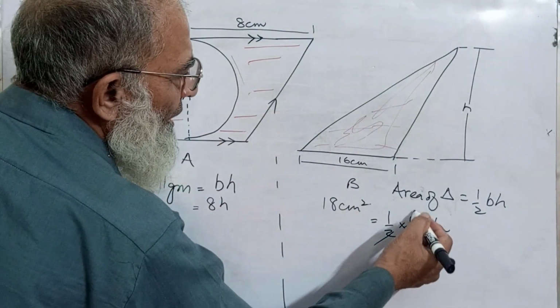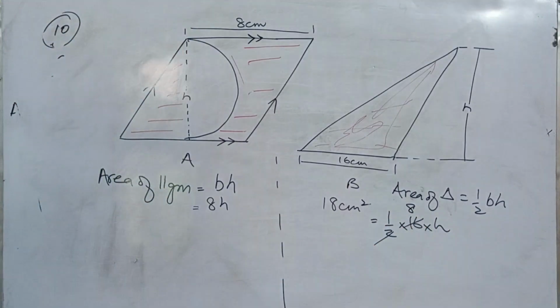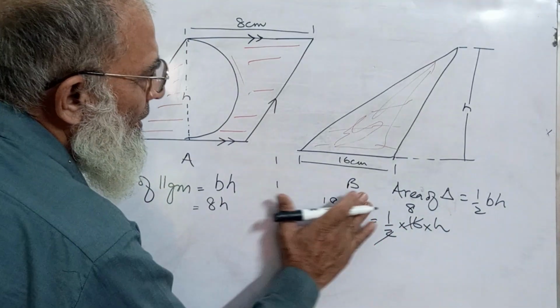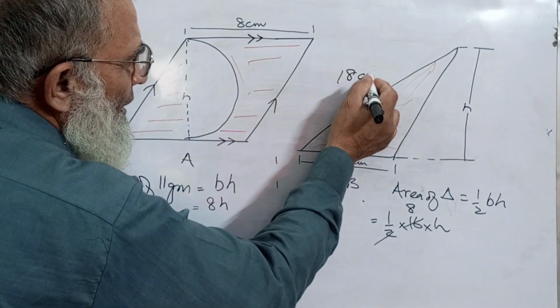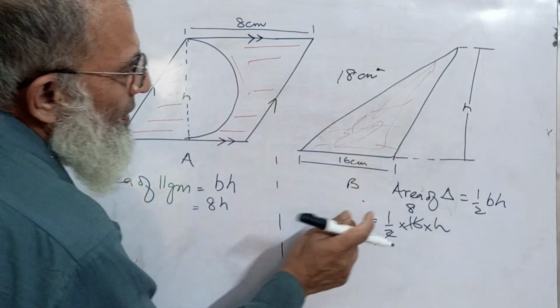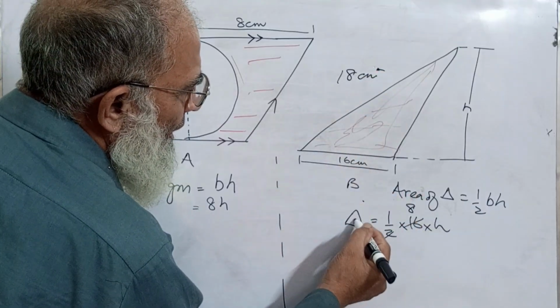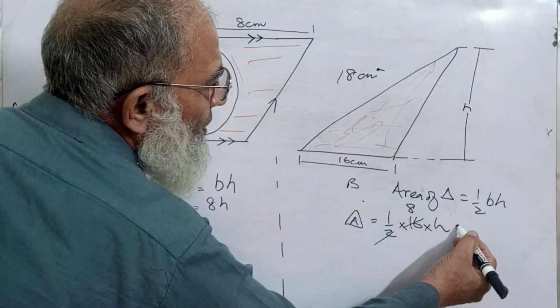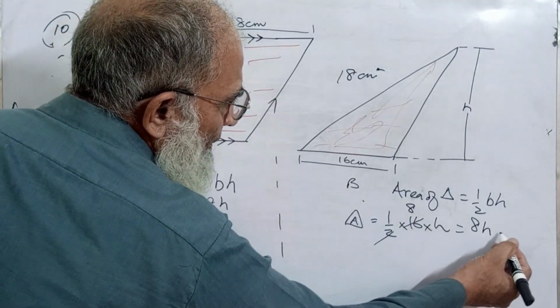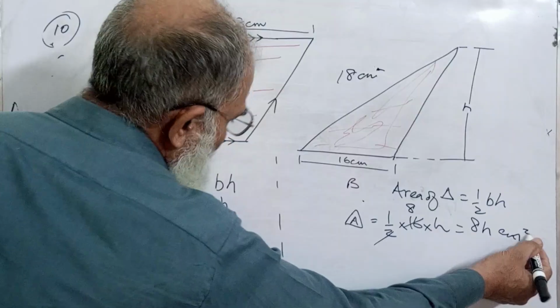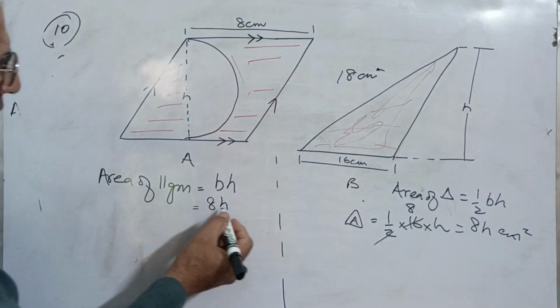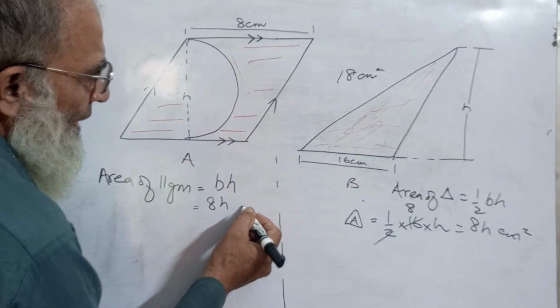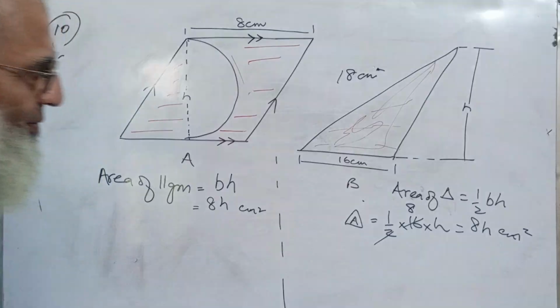So it will become 8h. Now the area of triangle A is equal to 8h centimeter square, and the area of parallelogram is 8h centimeter square.